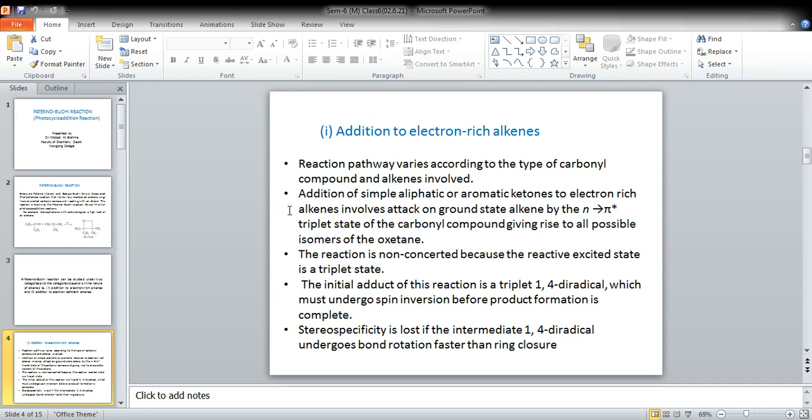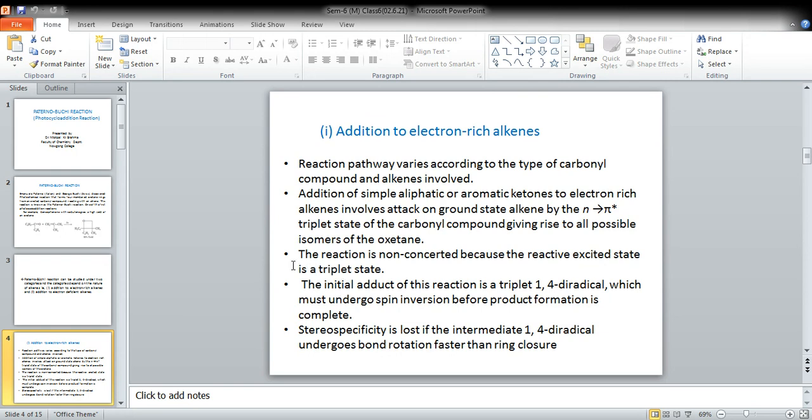In the process, first of all, the singlet state will form, and that singlet state will come to the triplet state by intersystem crossing, because the triplet state is more stable than the singlet state. And that particular triplet state of the carbonyl compound will give us different isomers of oxetanes, meaning it will react with the alkene to give different isomers. And those isomers may be obtained because of what? Spin rotation, or spin inversion, will take place.